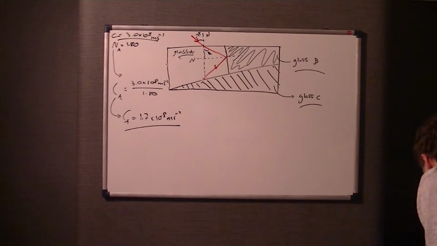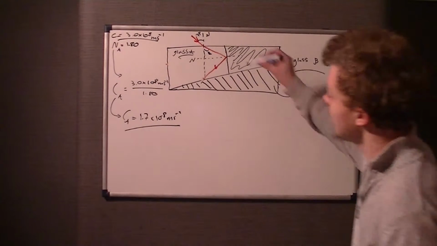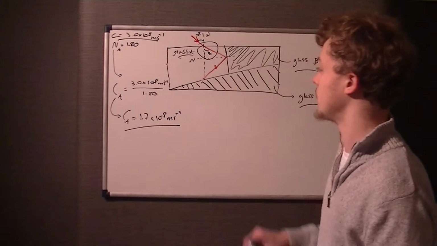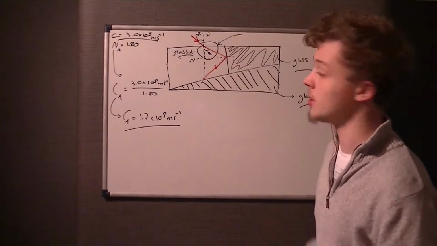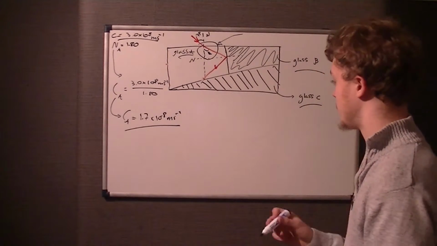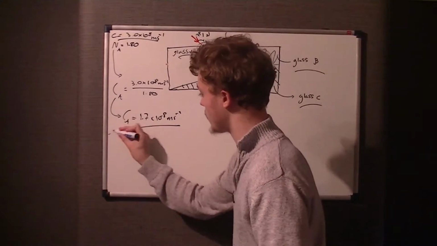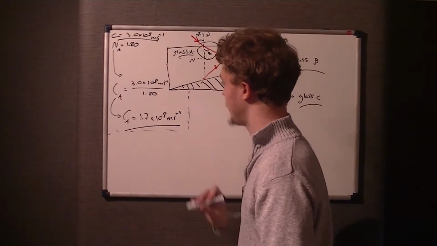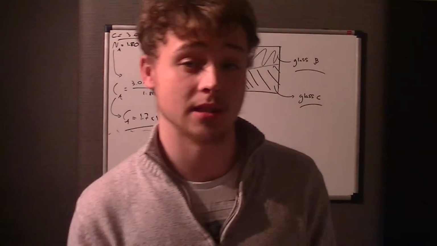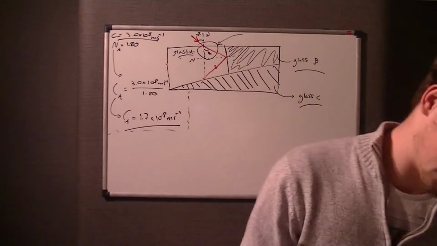Part C says show that the angle theta is about 30 degrees. So we're asked to show that this angle of refraction is about 30 degrees. Obviously it won't be exactly 30 degrees, but we might have to use this answer later on.